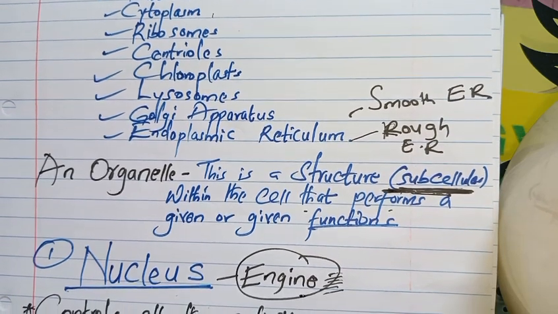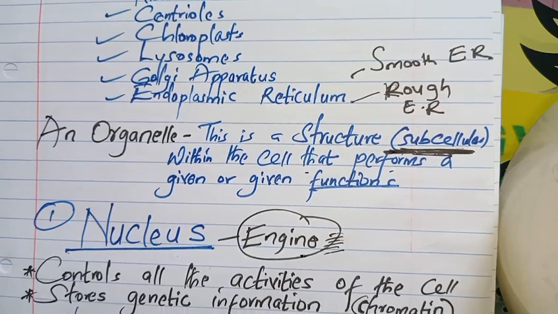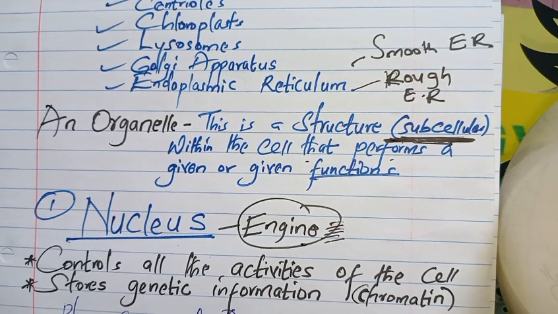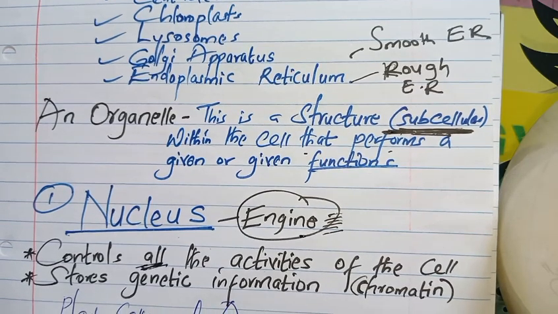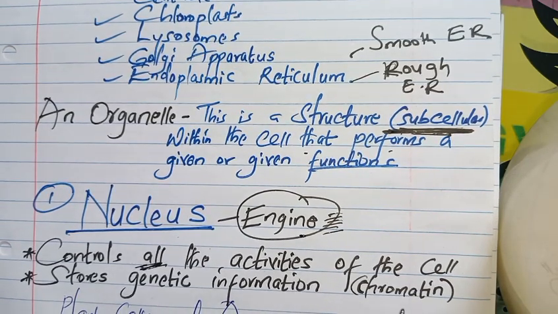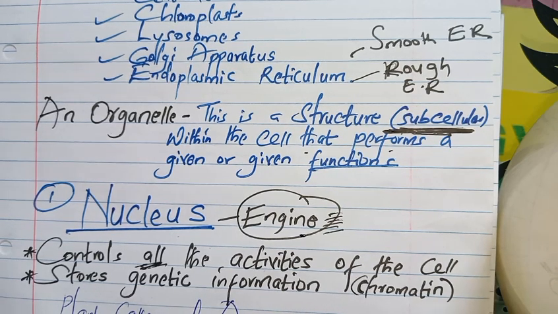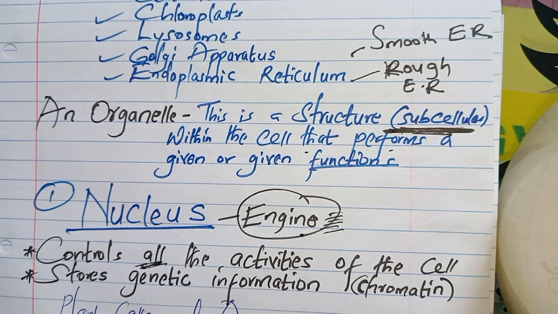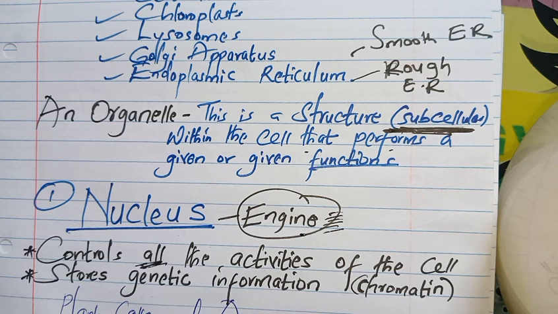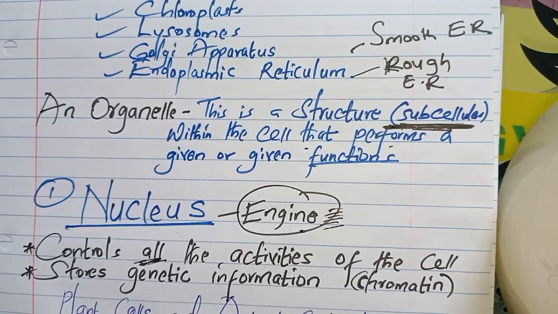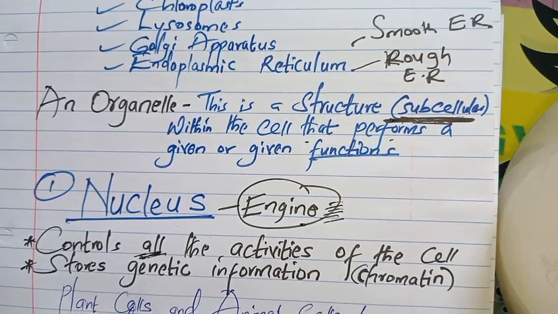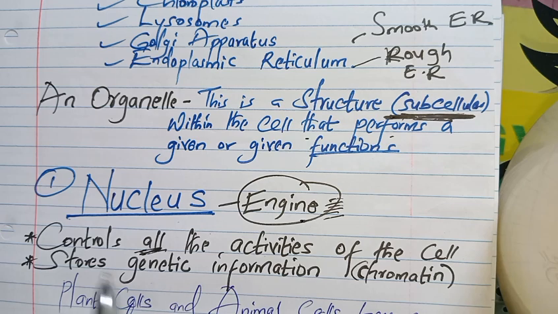This nucleus, now biologically and scientifically, has the following function. It controls all the activities of the cell and of course stores genetic information, what we are calling chromatin. In controlling all the activities of the cell, we are saying that if you remove the nucleus from the cell, then that cell dies, or rather it malfunctions or even stops functioning, and that brings about death of an organism.